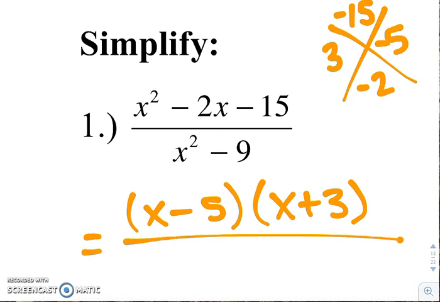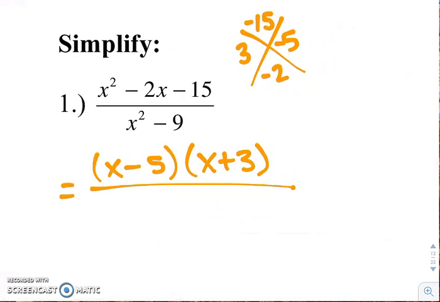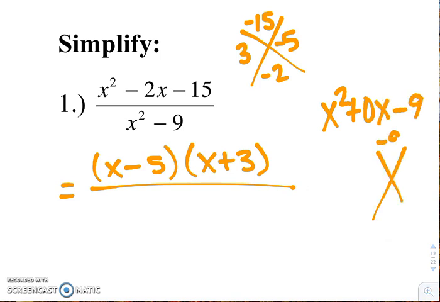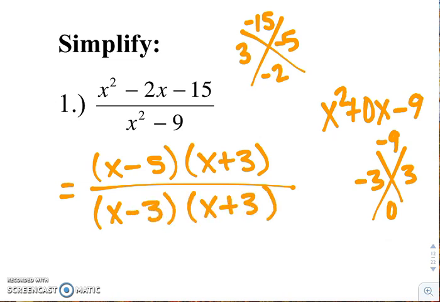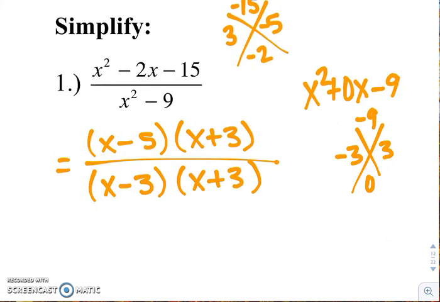This is the same as the original, just written differently. We now have it factored. This was in standard form, the same expression though. If you multiplied it out, you should end up with x squared minus 2x minus 15. Now the bottom, x squared minus 9. You can put that 0x term in there if that's helpful. We're trying to figure out what multiplies to get us negative 9 but adds to get us 0. So this would be negative 3 and positive 3.